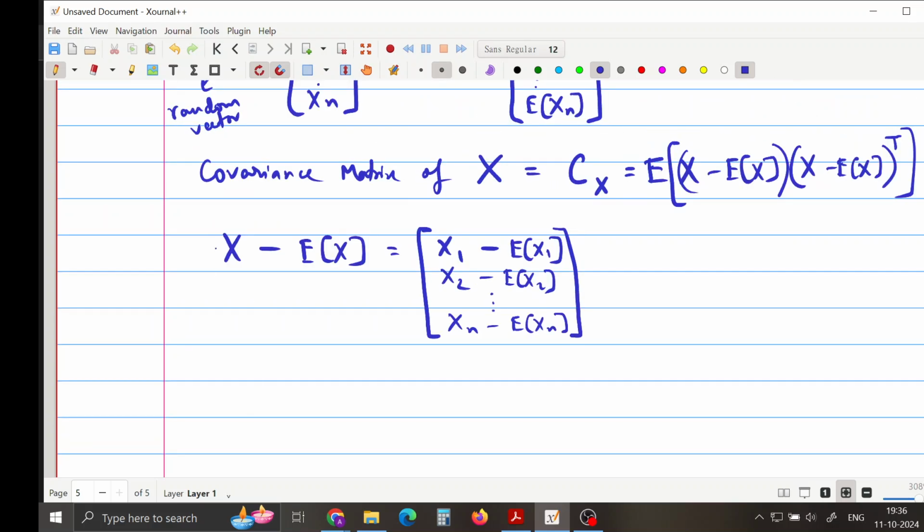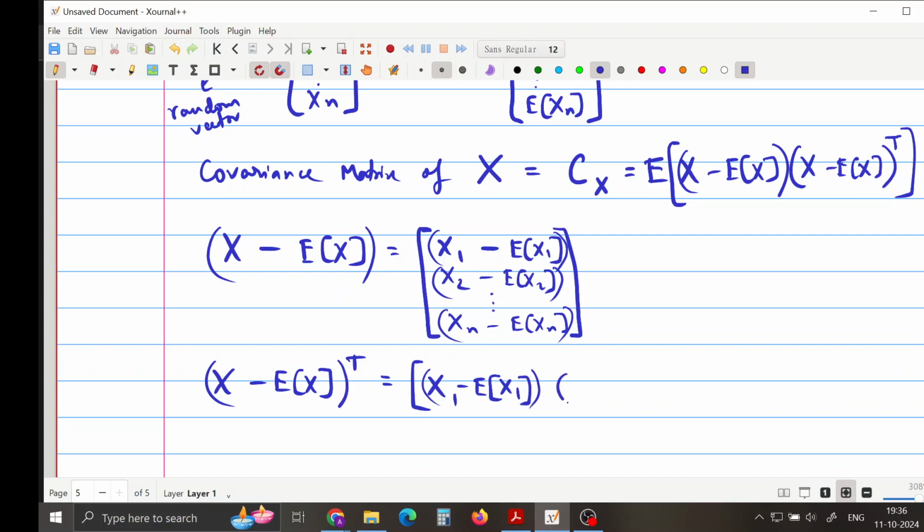So this is your x minus expectation of x. And what about its transpose? Its transpose is simply, so these are the entries, right? The first entry, second entry, nth entry. So its transpose is simply the row vector.